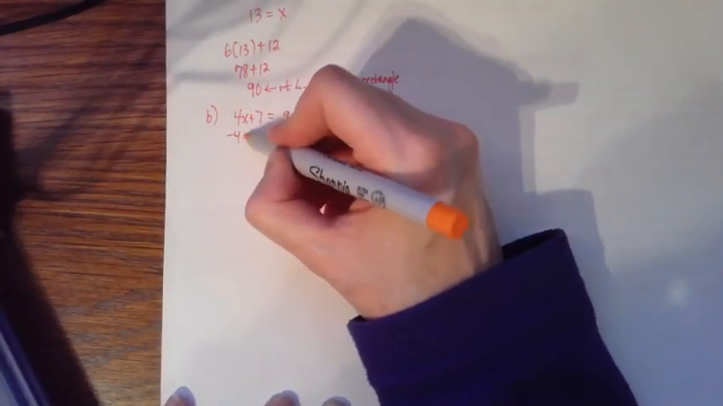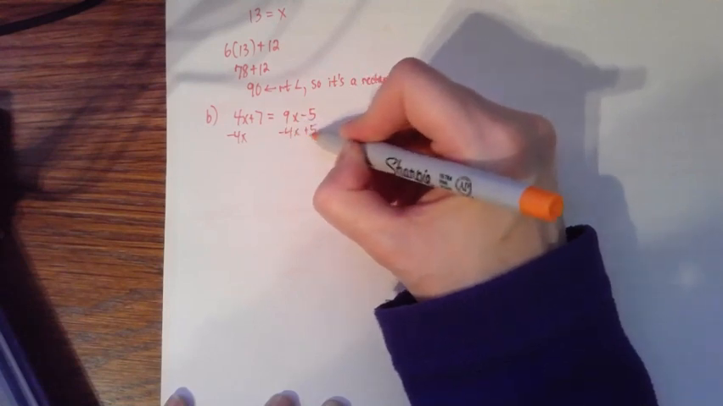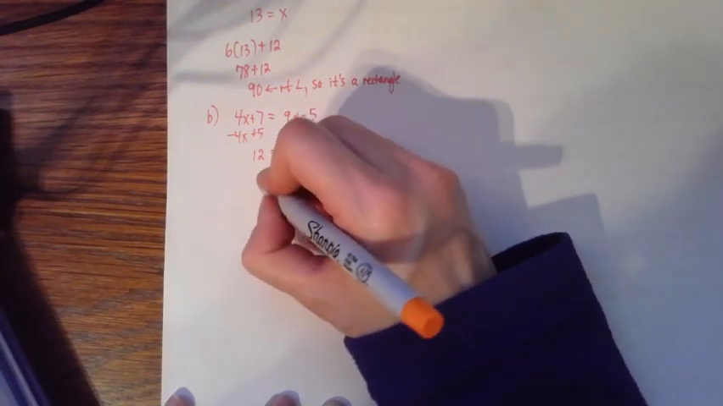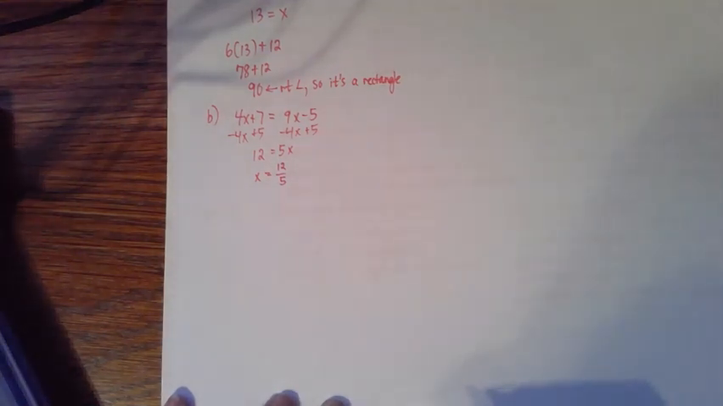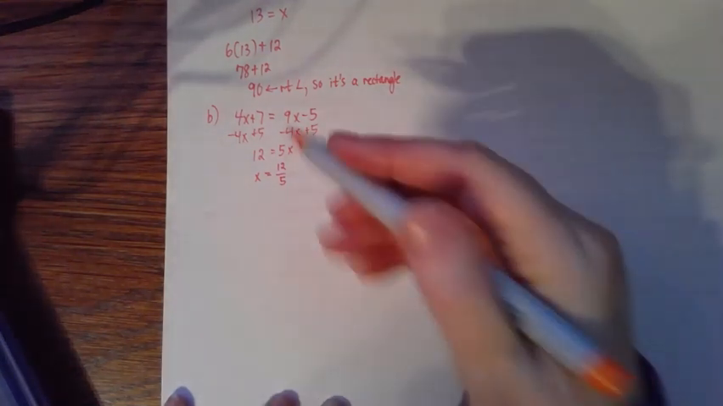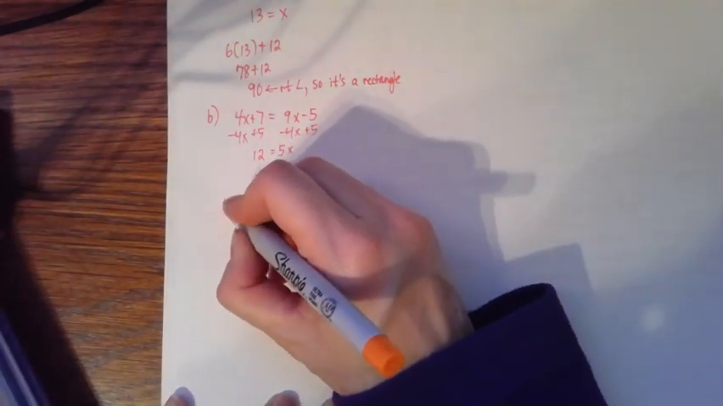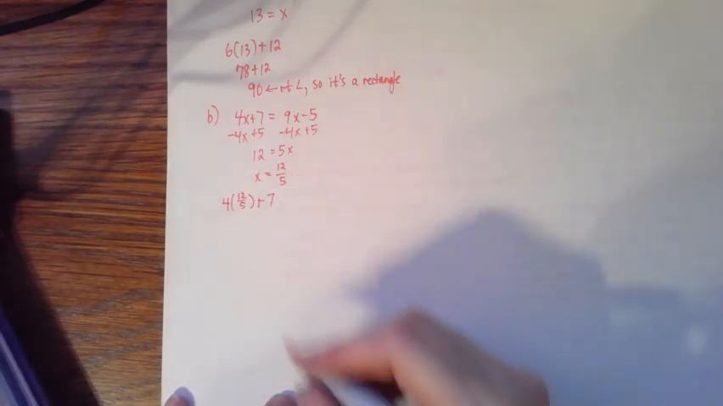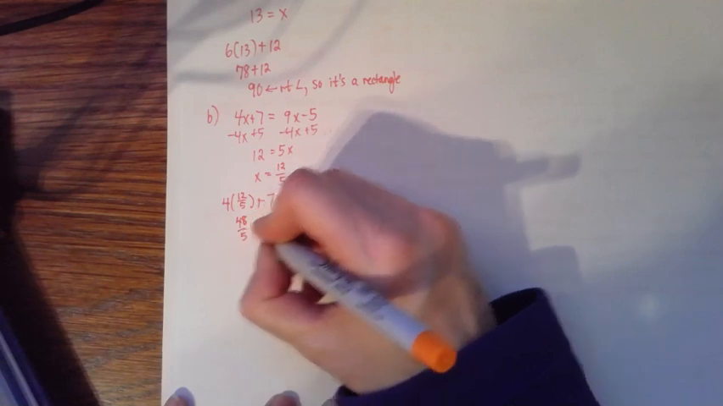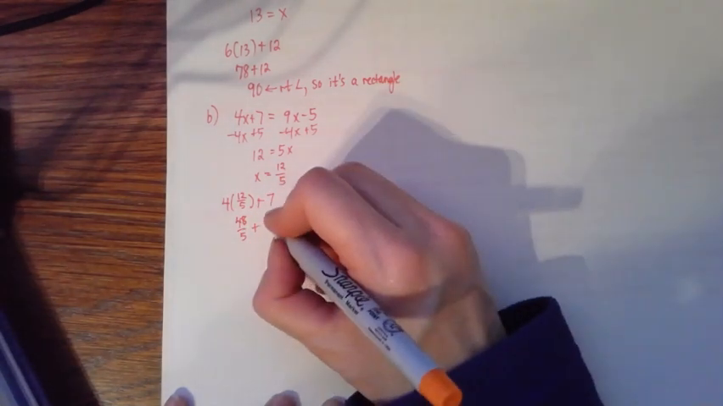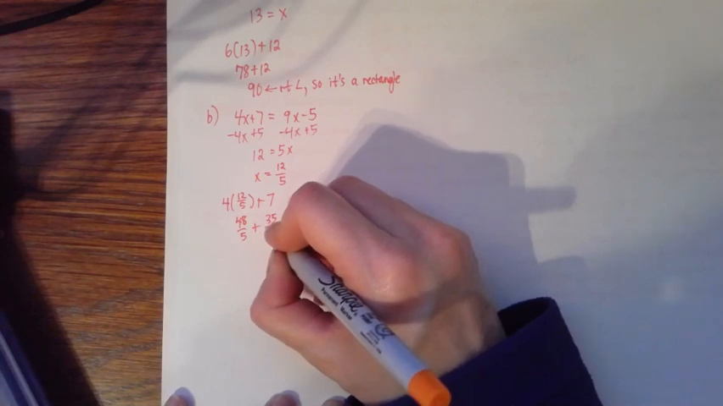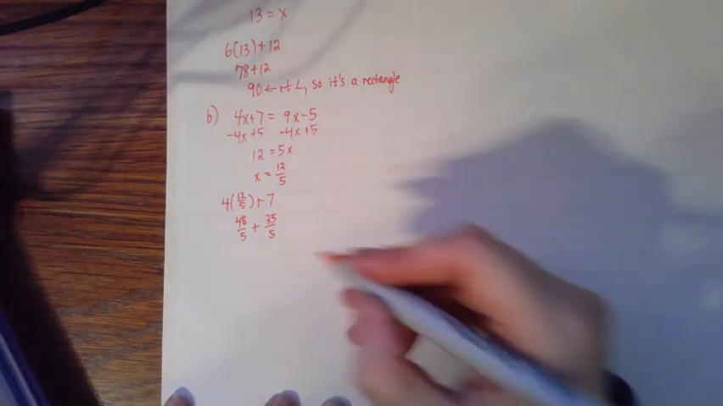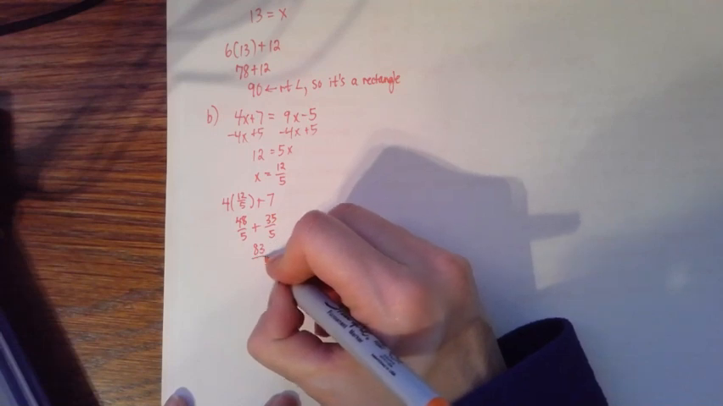All right, I'm going to subtract 4x from both sides, and I'm going to add 5 to both sides. So I'll get 12 equals 5x, which means that x is 12/5. Okay, so now I can look for one of those side lengths. I'll just look at the top one. I know the top side has a length 4 times x, which is 12/5, plus 7. So we've got 48/5 plus 7. I want to have the common denominator though, so that is 35/5. So 48/5 and 35/5 is going to be 83/5.